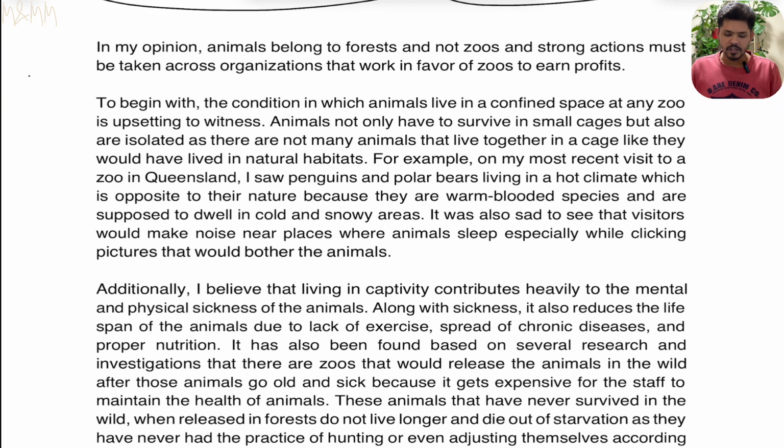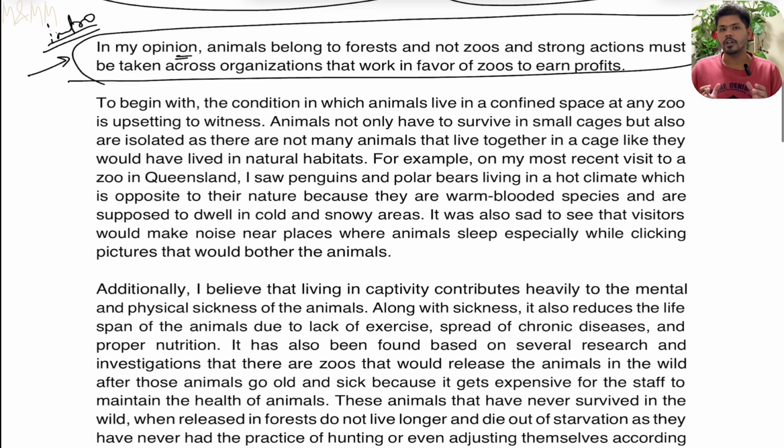So let's see the first paragraph, which is my introduction paragraph. In introduction, what I have done is, in my opinion, so I have made it very clear that I'm sharing my opinion, which is what I have been asked here. Animals belong to forests and not zoos, and strong actions must be taken across organizations that work in favor of zoos to earn profits. In my introduction, if you have a look, I have not given any detailed explanations or shared any ideas or examples. Introduction is not for all this. All I have done is I have just taken my stand.